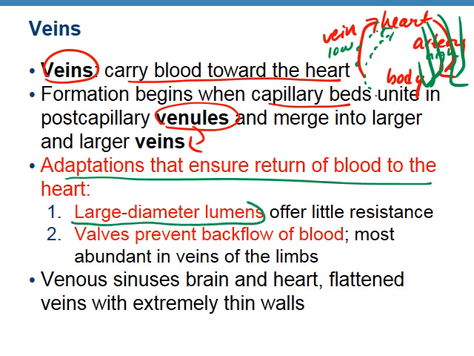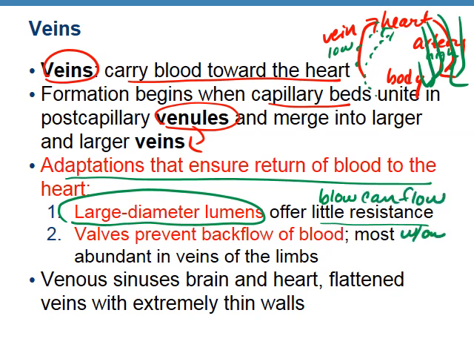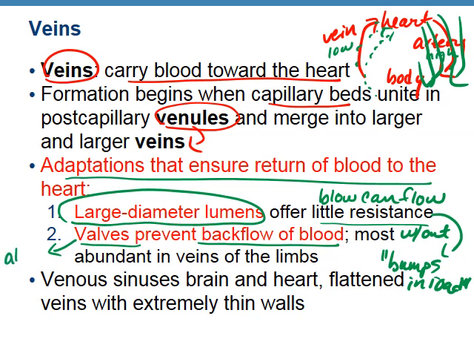So one, the veins have larger lumens. It offers little resistance. The blood can flow without, I call it, resistance, bumps in the road. We have valves that prevent the backflow of blood. So valves are absent in arteries. We only have them in veins.